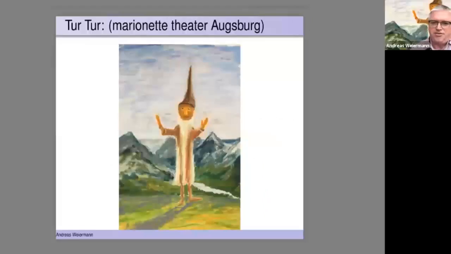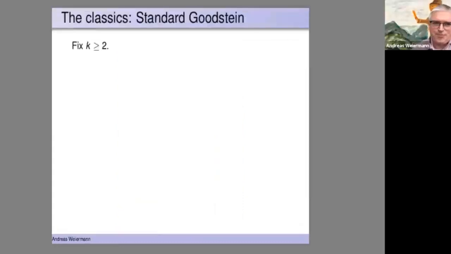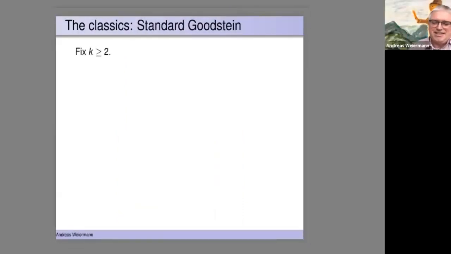Here's a photo from a painting which I made. Actually, this is from a marionette theater in Augsburg. It's a marionette of Turtur, and you see him in front of giant mountains. So he looks very big, but in fact, when you would approach him, he would become smaller. Anyway, that's a sort of motivation.